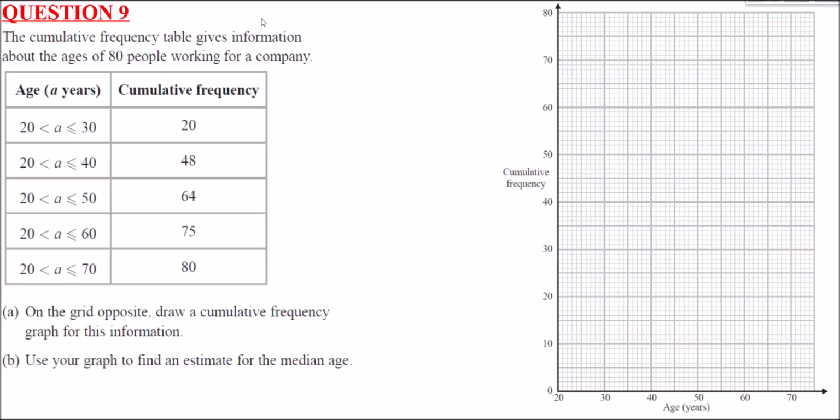Question 9, we've got a cumulative frequency table, information about the ages of 80 people working for a company. On the grid opposite, draw a cumulative frequency graph for the information. Now, for cumulative frequency, we need to always remember to plot from the endpoints. Endpoints always.